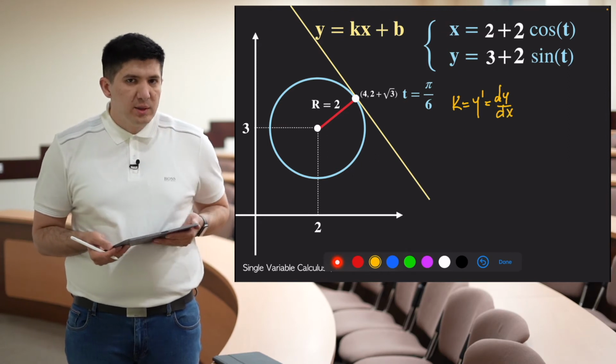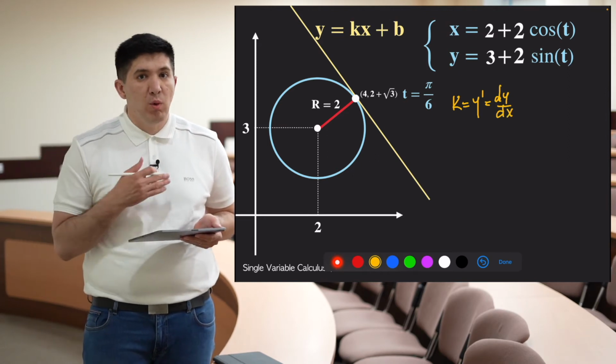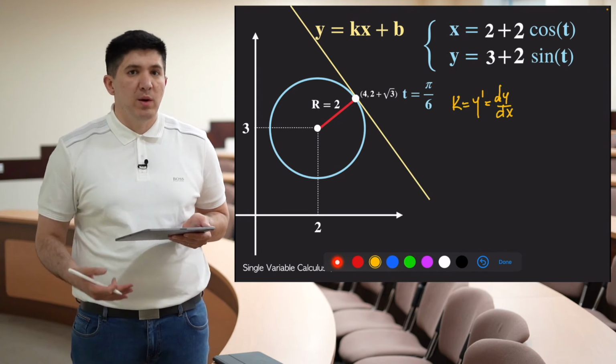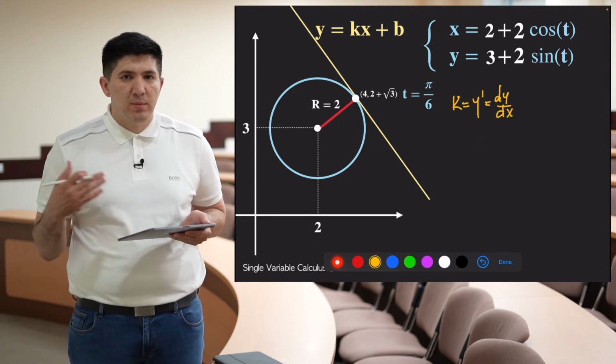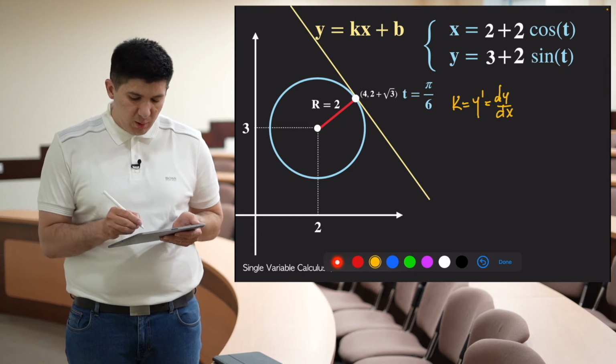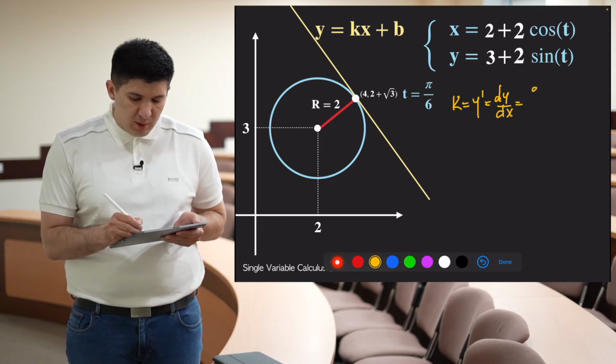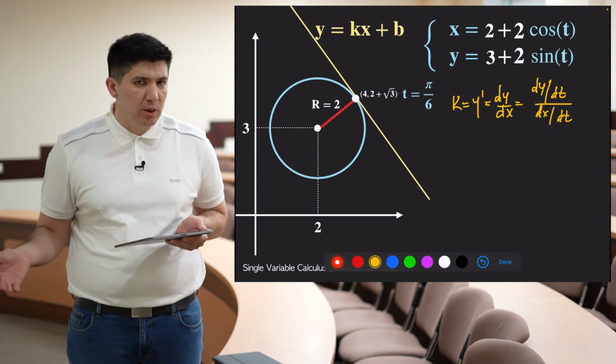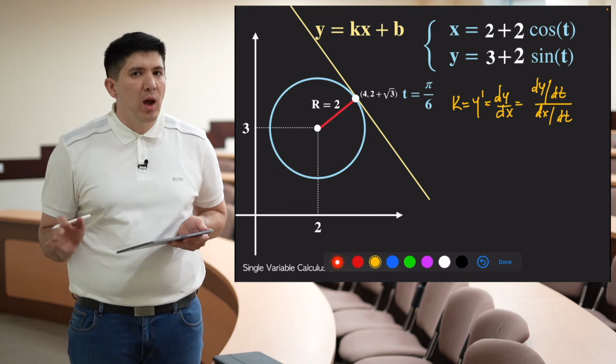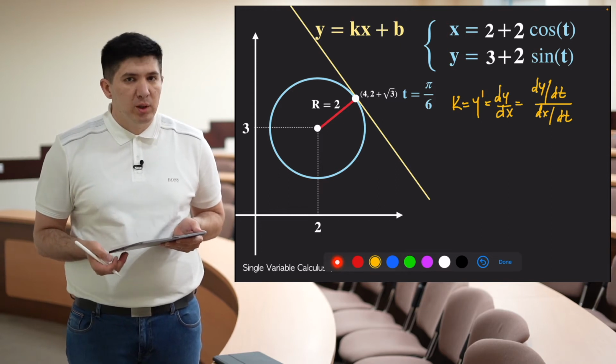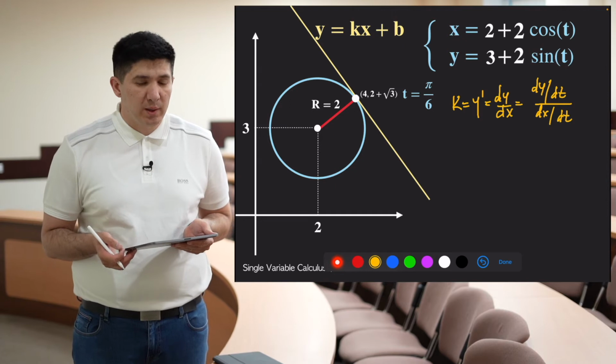Well, the problem is we don't have just the y equals f of x form of the function. We have separate curves for y and x, so that is why I'm going to write this in the form of dy over dt divided by dx over dt. So this is what we can do. We can find the derivative of y with respect to t, and we can find the derivative of x with respect to t.